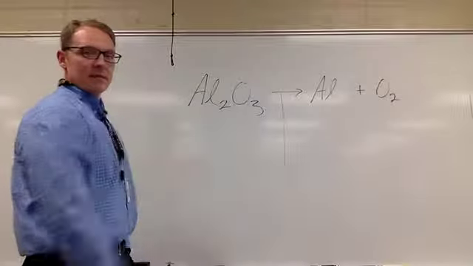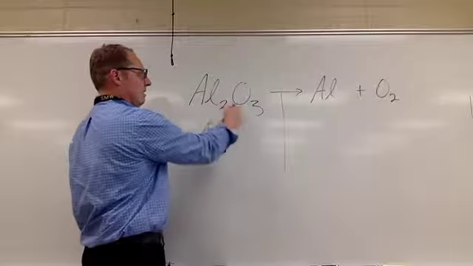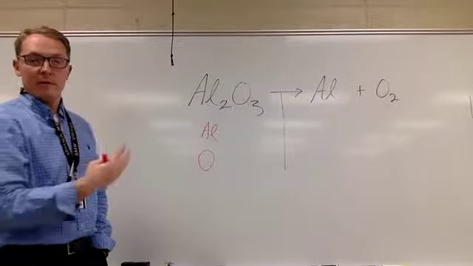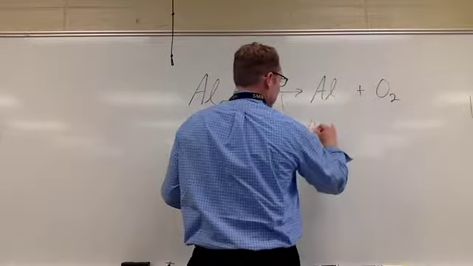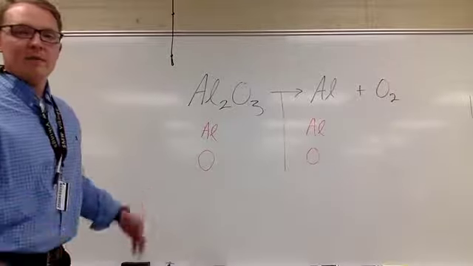On the left-hand side with our reactants, we have aluminum. It's right here. And we have oxygen. Even though they're bonded together, we keep track of what we have here. Okay? The right-hand side, we have the same elements. We have aluminum and we have oxygen. Now we're ready to count up how many of each we have.